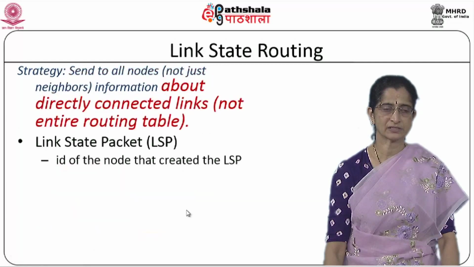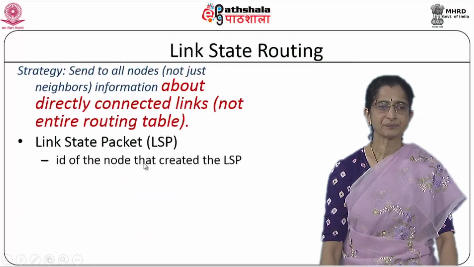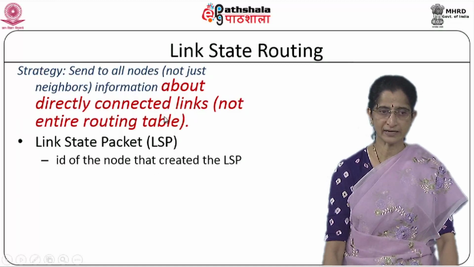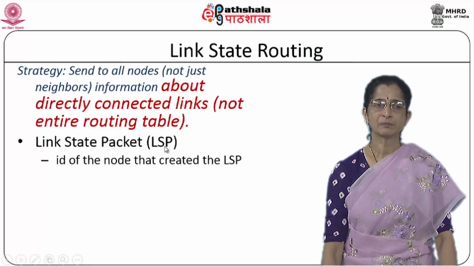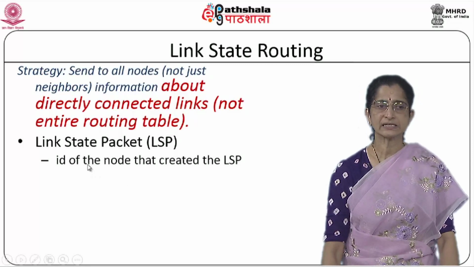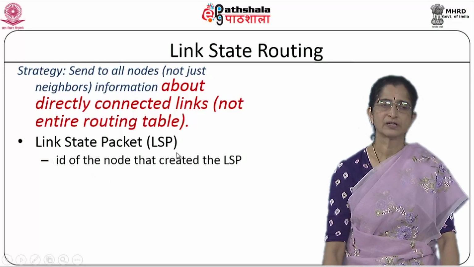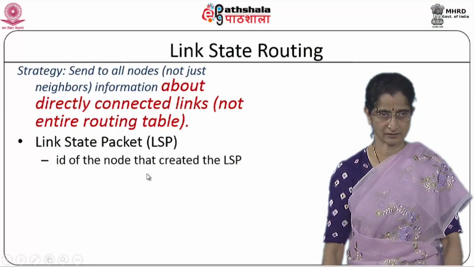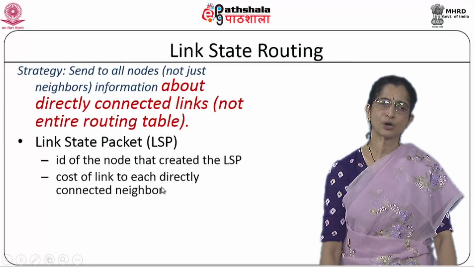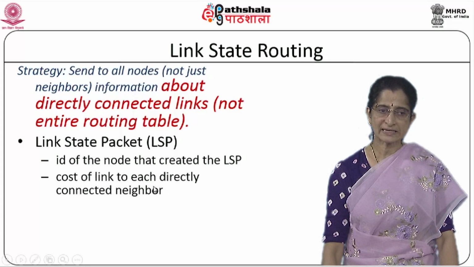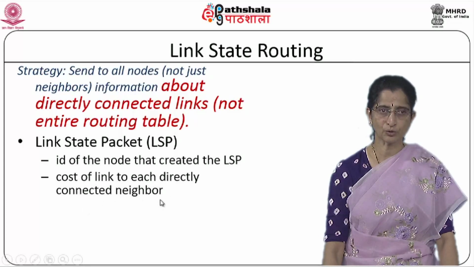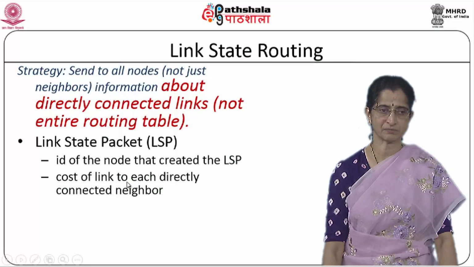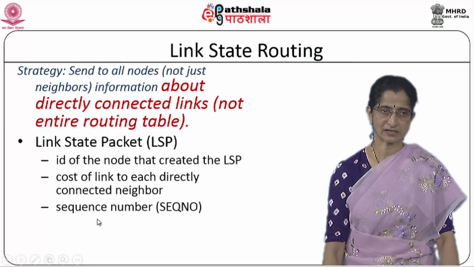Let us look at this in detail. We said that first, every node sends information about its directly connected links, not the entire routing table. How is this achieved? Every node sends out something called a link state packet. What is there in this link state packet? It will have the ID of the node which is creating this LSP, the link state packet, and the cost of the link to each directly connected neighbor. If a particular node is connected to 3 neighbors, the cost of the link to each of those 3 neighbors is specified. And there is also a sequence number.